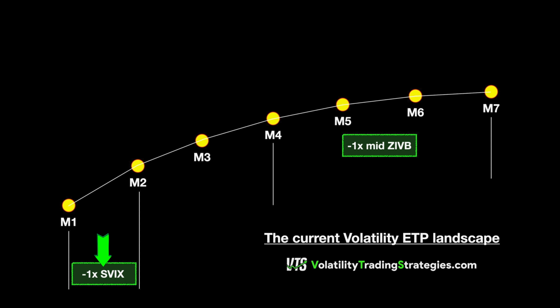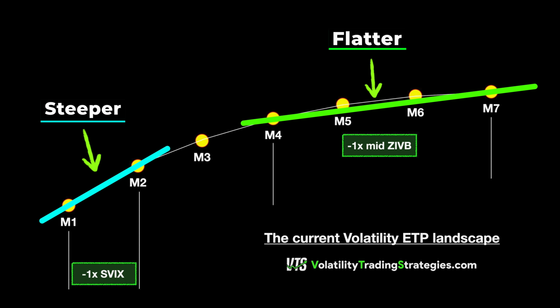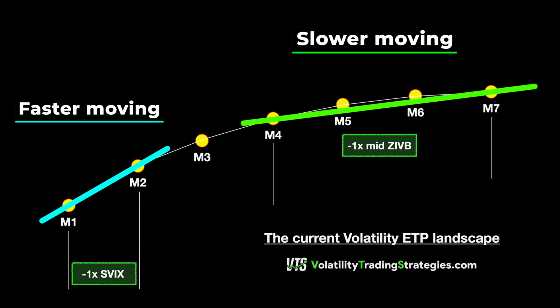Well, the -1 times SVIX over here and the -1 times ZIVB over here, they're both -1 times leverage, but they're very different performance. Do you notice how the slope of this curve is different on the front end than it is over here from the 4th to the 7th month? It tends to be flatter further out in time, and this essentially means that the ZIVB will move slower in both directions, up and down, compared to the faster moving front month product SVIX.